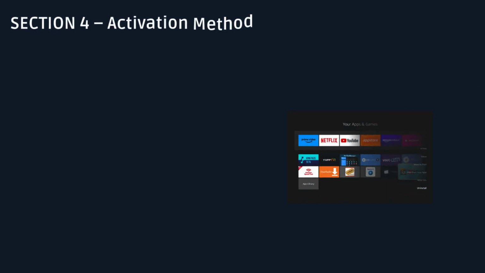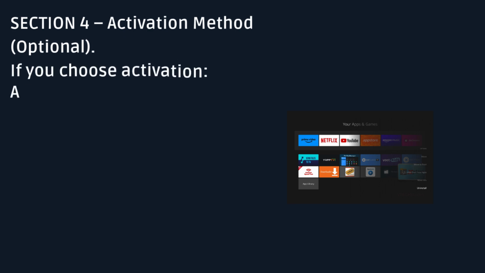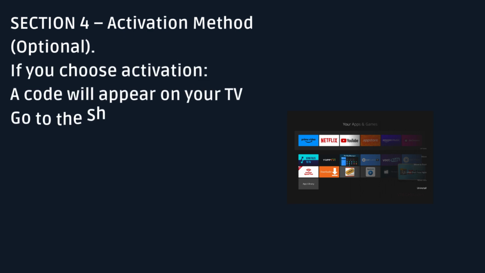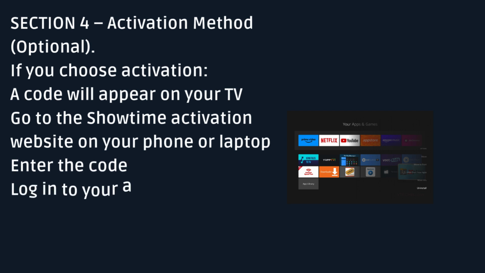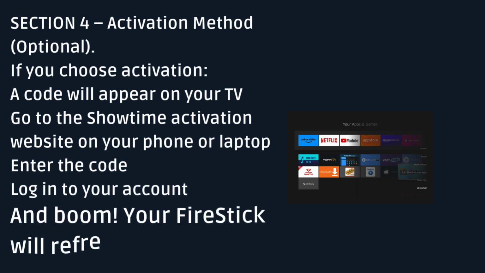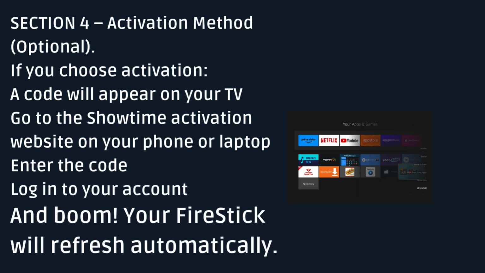Section 4. Activation method, optional. If you choose activation, a code will appear on your TV. Go to the Showtime activation website on your phone or laptop, enter the code, log in to your account, and boom, your FireStick will refresh automatically.